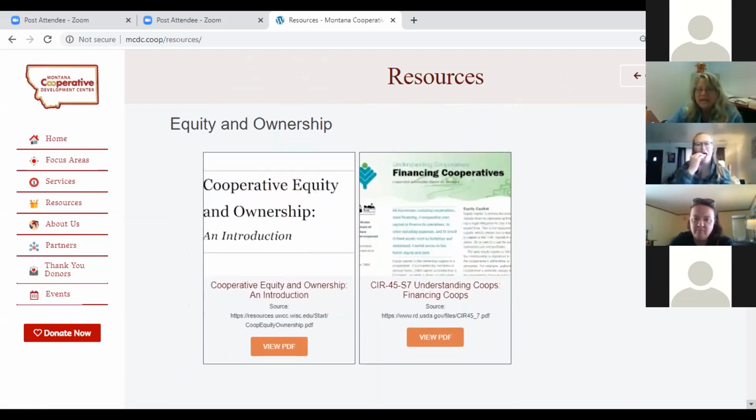Here we're getting into equity and ownership. This particular equity and ownership document that you see right here is really fabulous, and it has a copy of the tax flow chart that I'm going to show you when I start sharing my screen again. It comes out of this particular book right here, and that's important. This one? The equity and ownership book called An Introduction. Yep, that one.